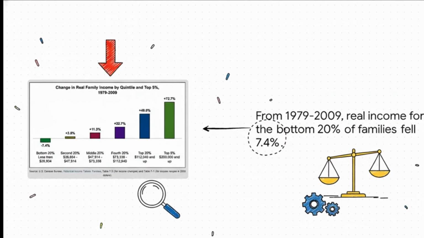Now hold on, let's look at another graph. It covers almost the same time period, but this one is from the US Census Bureau. And notice the key difference. It's measuring real family income. And in this version of the story, the income for that same bottom 20% group actually went down by 7.4%. This is a perfect example of why you always have to look at where the data is coming from. It can totally change the story.